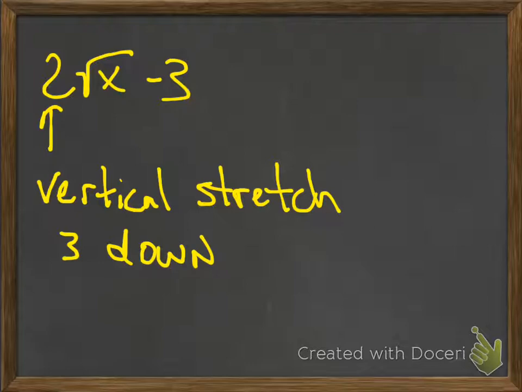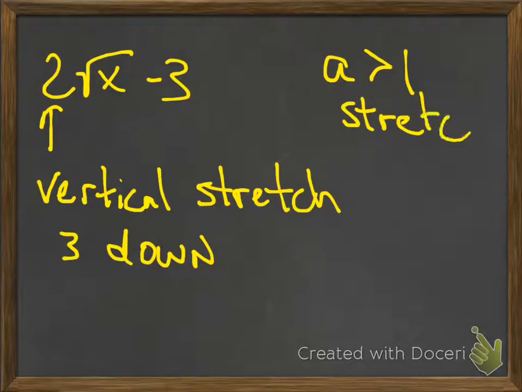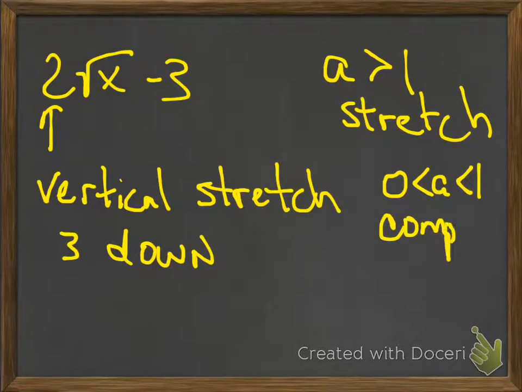Okay, so keep in mind again, if your number has gotten bigger, in this case bigger than 1, then we're talking about a vertical stretch. But if it's between 0 and 1, like a fraction, because it got smaller, then that would be a vertical compression. That's different than if it's inside the radical but in front of the x. But I don't think we'll have to worry about that today.